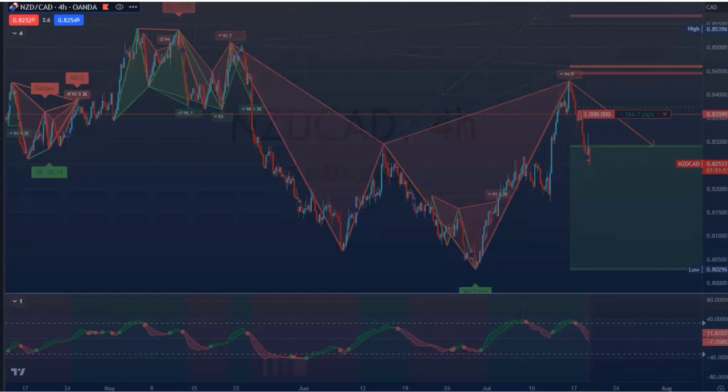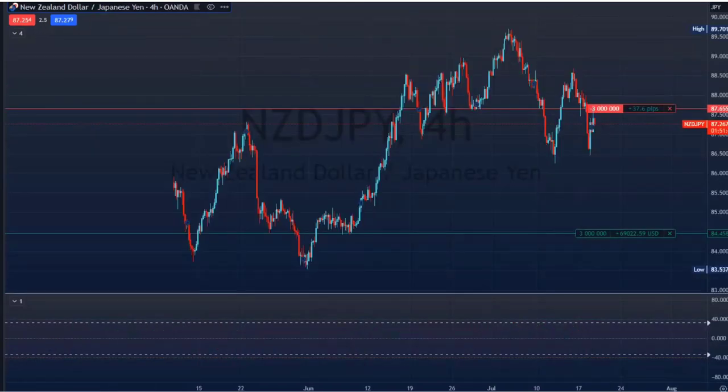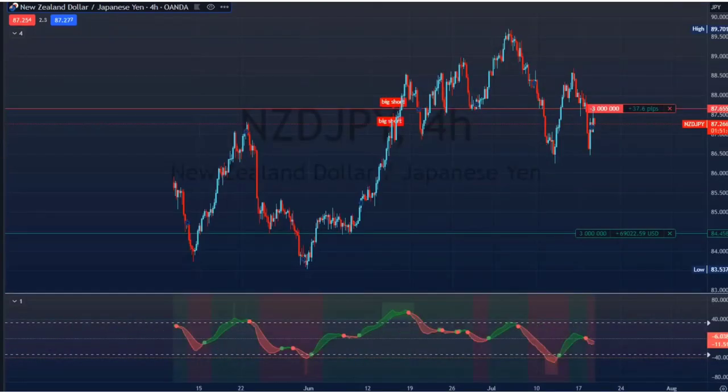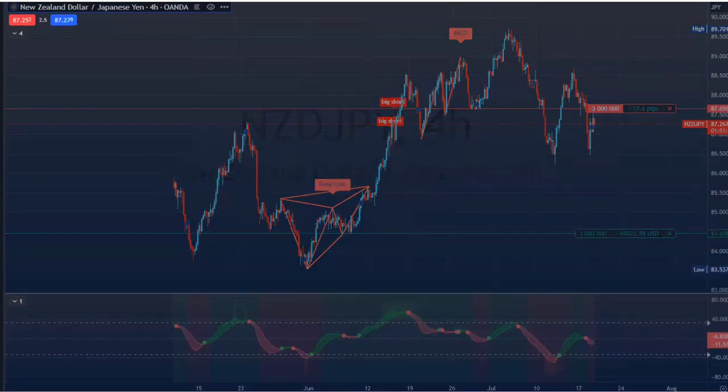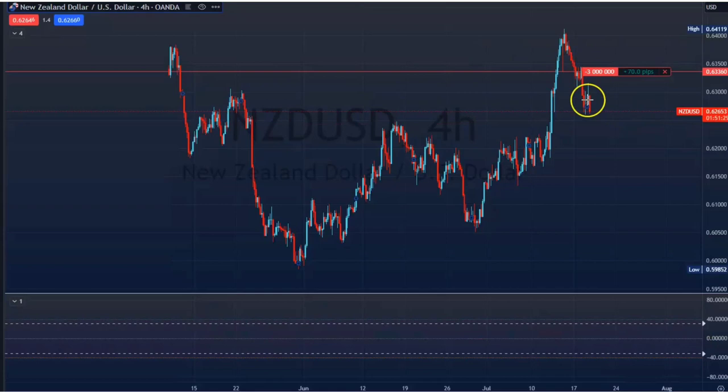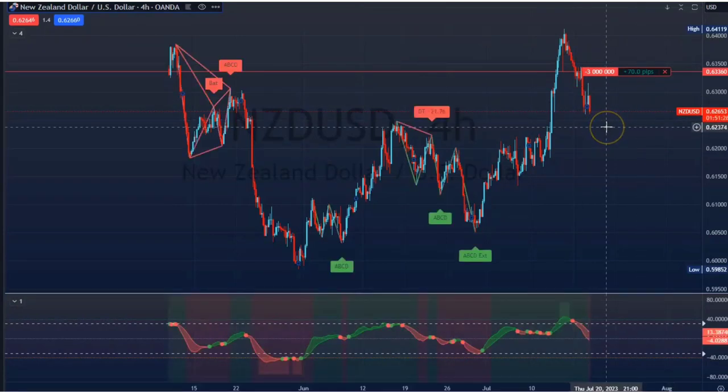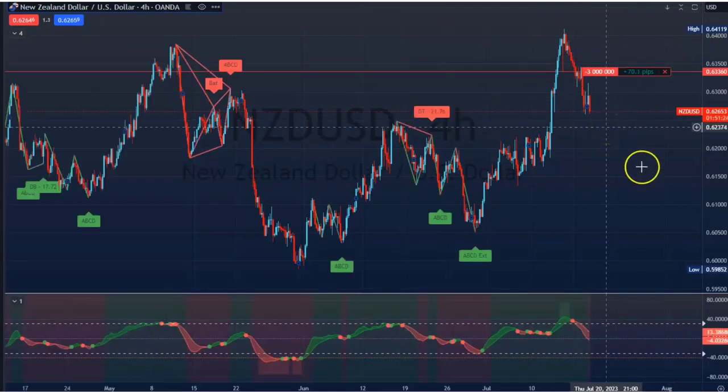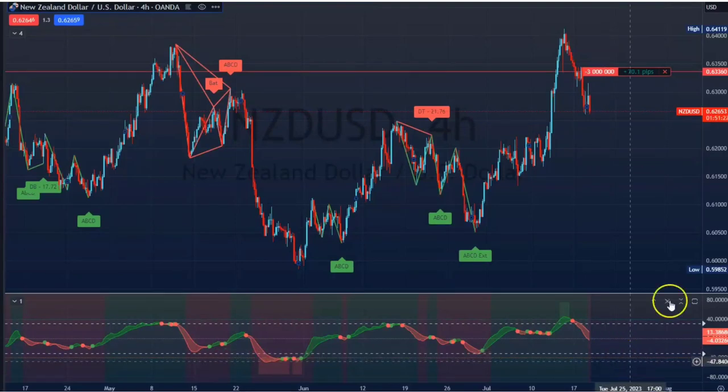NZD JPY. Right now, 37 pips in. NZD USD. NZD is doing great for me. They are doing fantastic, man. They've made me so much. Look at this one. Whew. Yes, 70 pips. Come on, baby. So when it tells me to get out, I get out. You know what I mean?